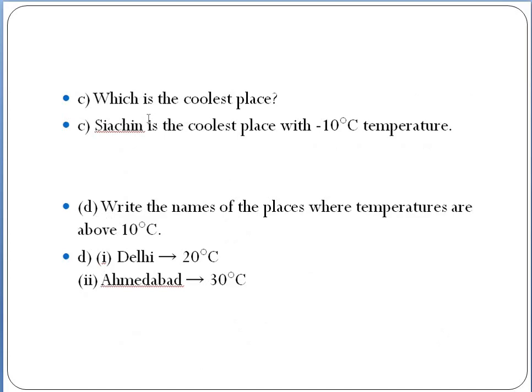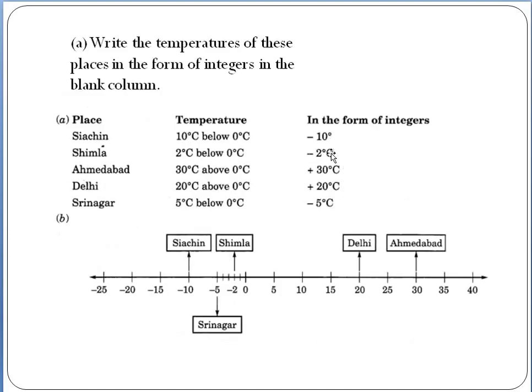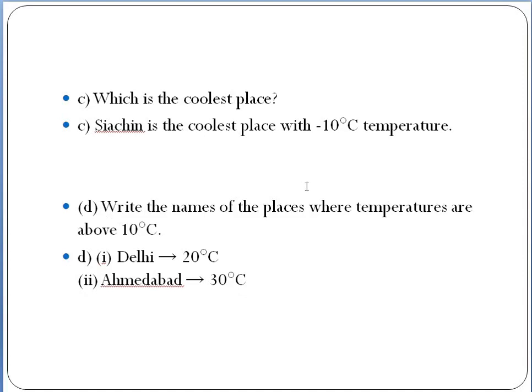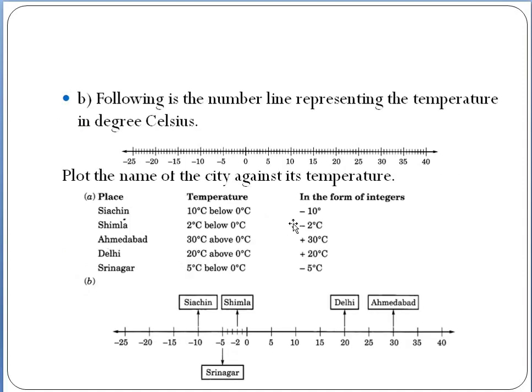Now the C bit: which is the coolest place? Siachen is the coolest place because minus 10 degrees centigrade is less than all the temperatures mentioned here: minus 10, minus 2, plus 30, plus 20, minus 5. Minus 10 is the least temperature. Now write the names of the places where temperatures are above 10 degrees. Above 10 degrees are Delhi and Ahmedabad.